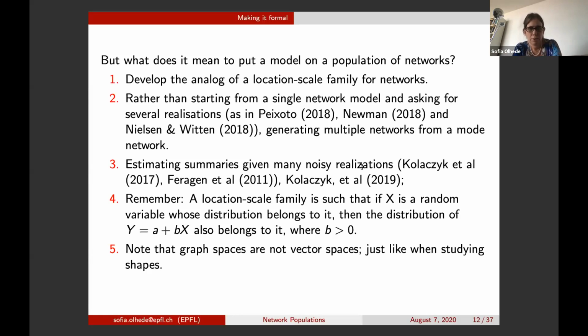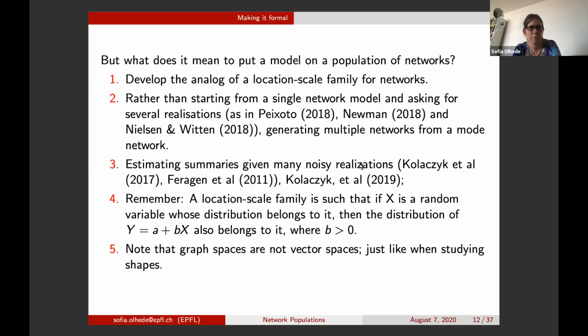All of these things we know no longer hold when we have noisy realizations, when the edges could have been perturbed at random. So what Kulacik has shown is that in that instance, even as the network grows in size, you'll need to have more than one realized network in order to estimate the underlying generating mechanism. And what does it mean to even talk about location scale families in this setting? Well, in general, we would think about having a random variable, taking some value, and then scaling the random variable so that we can sort of think of a whole set of distributions that can be shifted and scaled.